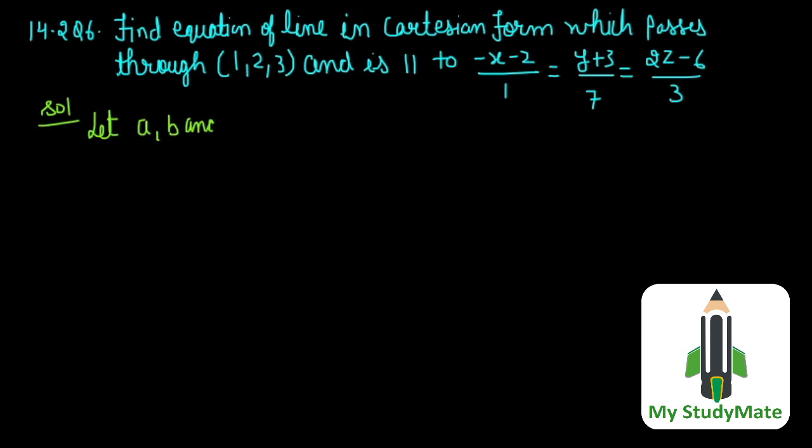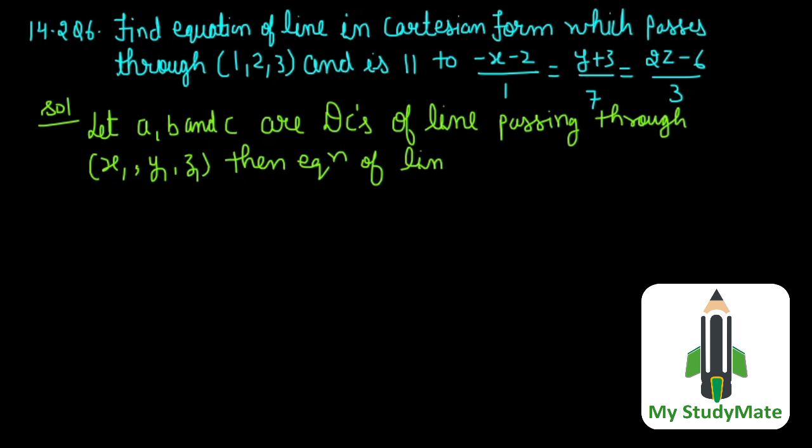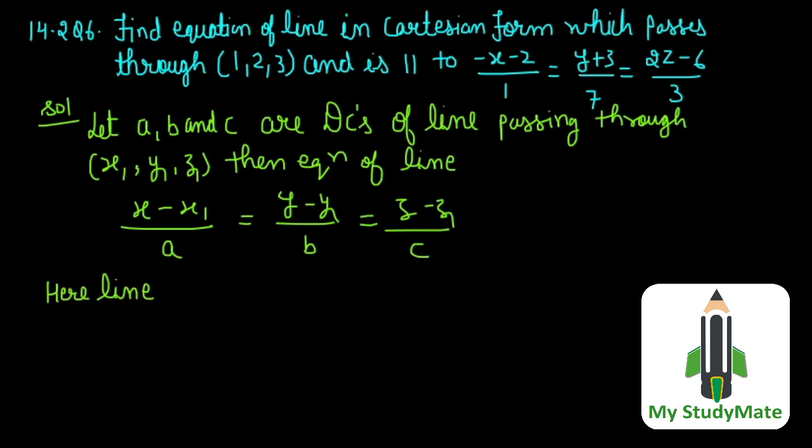Let a, b and c be the direction ratios of a line passing through (x1, y1, z1). Then the equation of the line is (x − x1)/a = (y − y1)/b = (z − z1)/c. Here the line passes through the point (1, 2, 3) and is parallel to the given line.